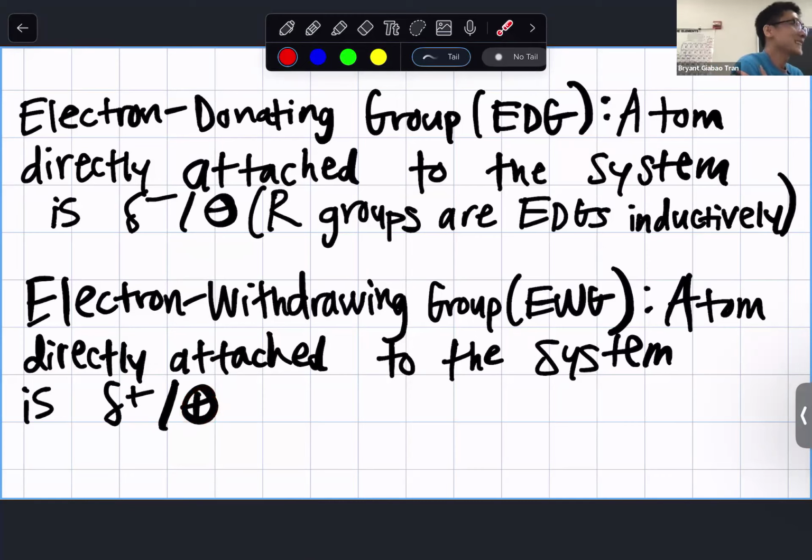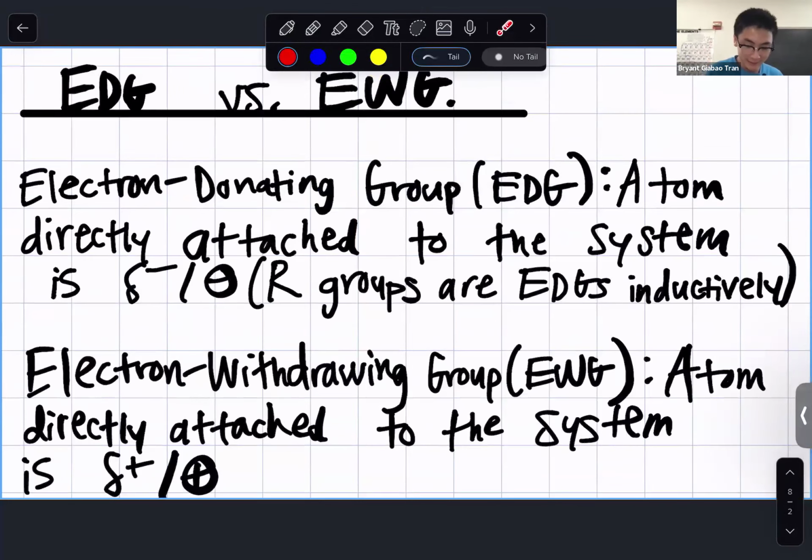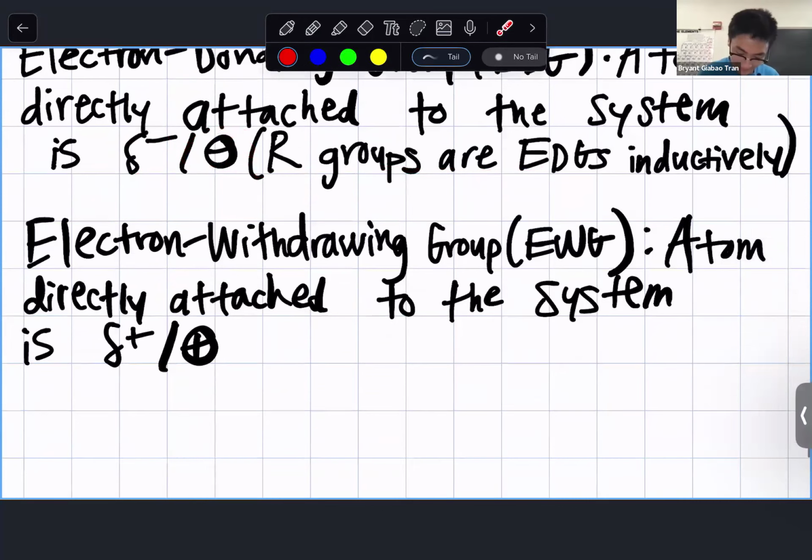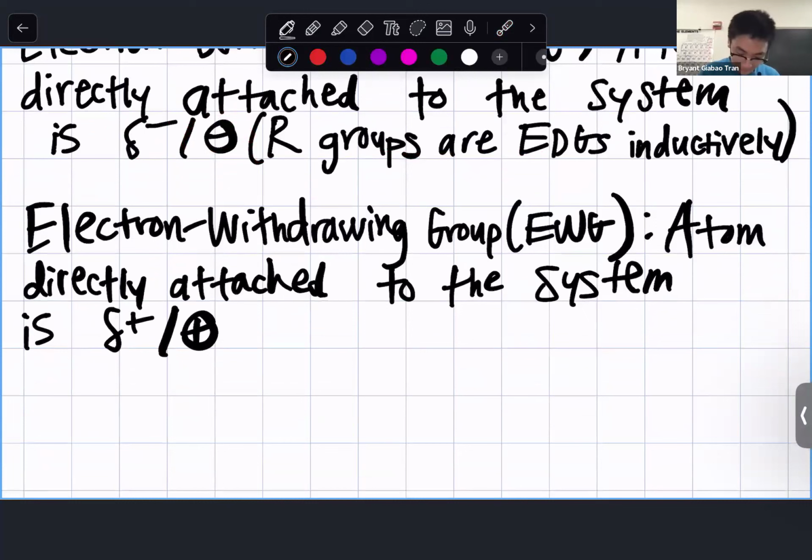Yeah, that's correct. That's another way to think about it as well, because the lone pair gives that atom a partial negative charge or a full negative charge. R groups are EDGs inductively, and halogens, right? They are really electronegative, so they withdraw electrons. In a pi system, like an aldehyde or ketone, that carbonyl carbon is partially positive, making it an electron withdrawing group. So that's another way to think about it. That's a good way. Right? Where halogens are EWGs inductively.